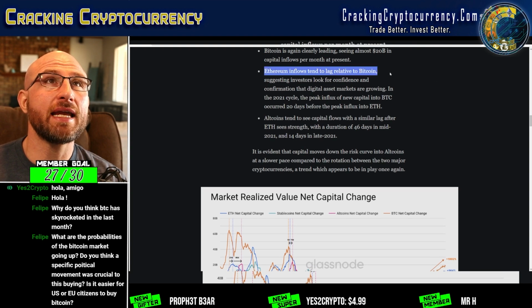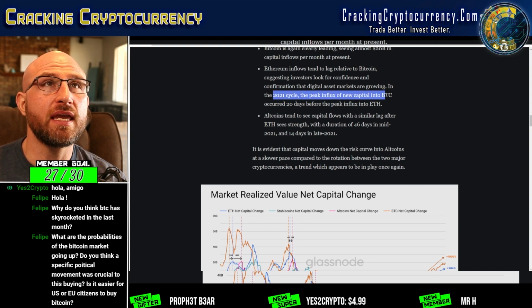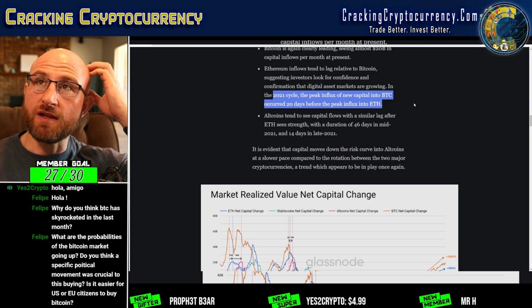Ethereum inflows are lagging behind Bitcoin. The suggestion is that investors look for confidence and confirmation that digital asset markets are growing. In the 2021 cycle, the peak influx of new capital into BTC occurred 20 days before the peak influx into Ethereum.